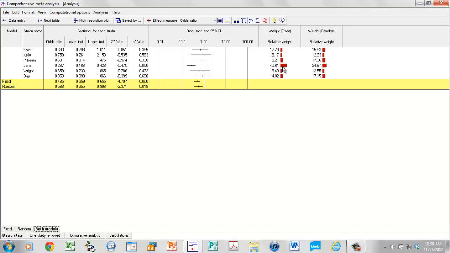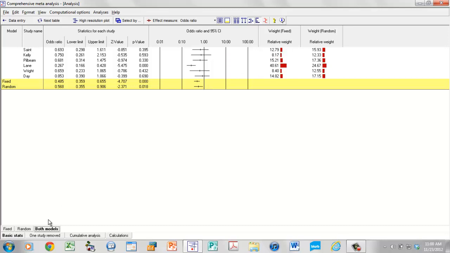So that, for example, if we take the largest study, which is this study over here, and the smallest study, under the fixed effect model, this is getting 40% of the weight, this is getting 8% of the weight, so this is getting about 5 times as much weight in computing this number over here. By contrast, under the random effects model, this study is getting about 25% of the weight, and this is getting about 12% of the weight, so it's getting about twice as much weight in computing this. So the weights are more moderated.